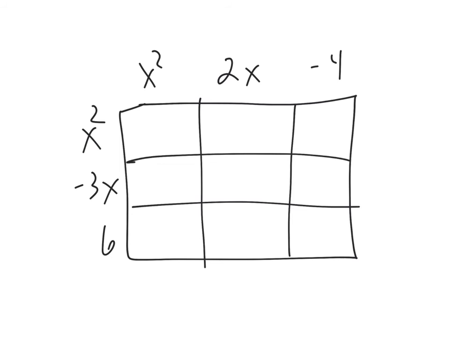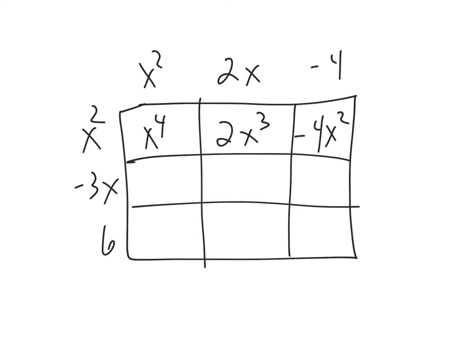Okay. So again, now we're just going to the sides of each box. So these two go together first. So that's my x to the 4th. And then these two, this guy and this guy. So it's going to be 2x cubed. And then this guy and this guy. So it's going to be negative 4x squared.